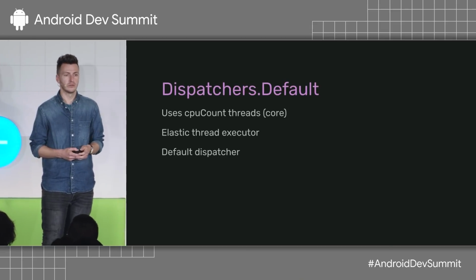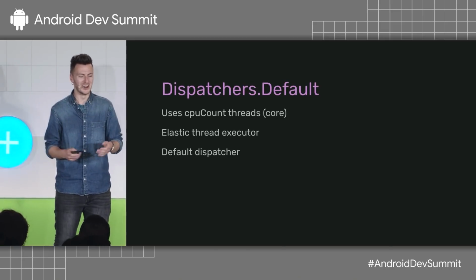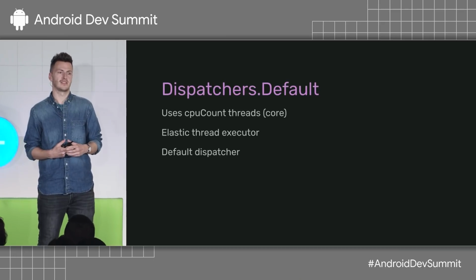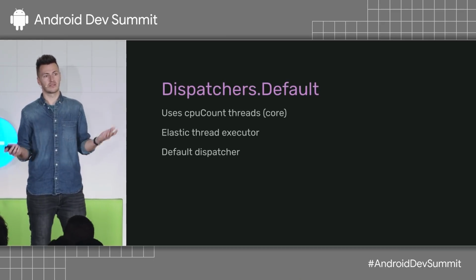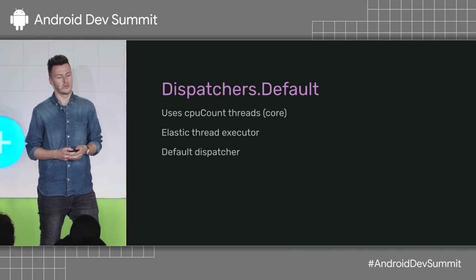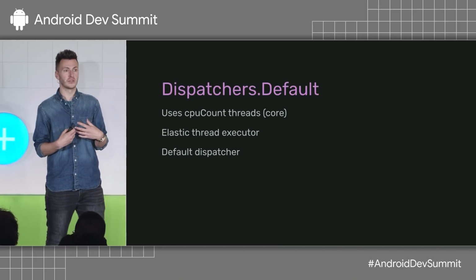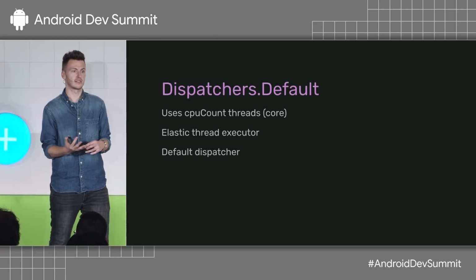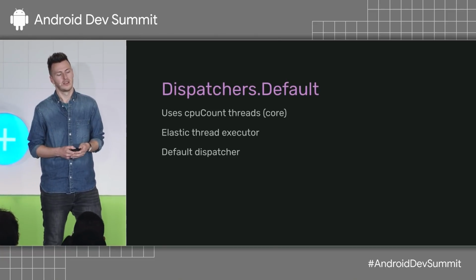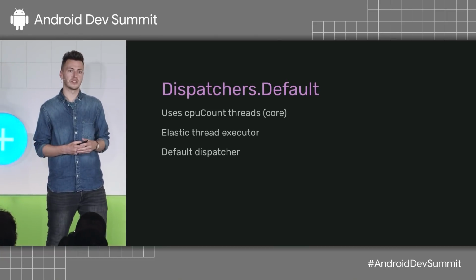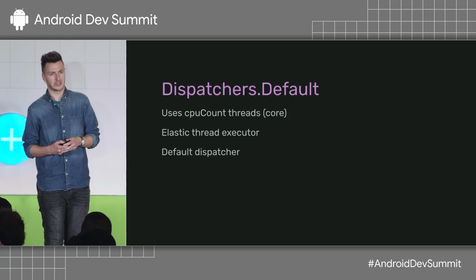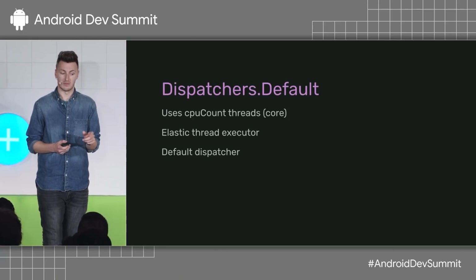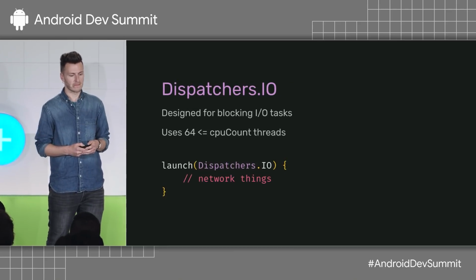Now, Dispatchers.Default, which is what you get by default, uses CPU count threads. So say your device has 4 CPUs in it, you'll get a thread pool of 4, which isn't so great for things like I/O. Most apps will be doing a lot of network or disk or whatever it may be, so it's not so great for that. So it's mostly more like a computational type dispatcher. But it's also an elastic thread executor, which we'll talk about in a minute, but it's the default.